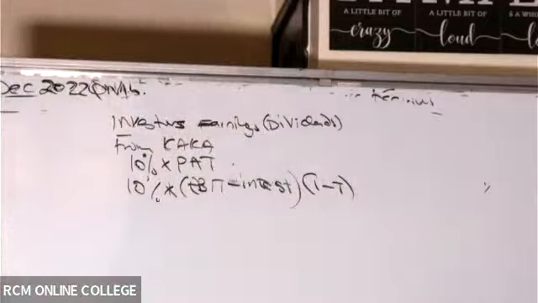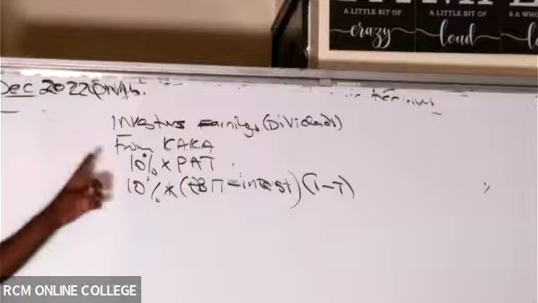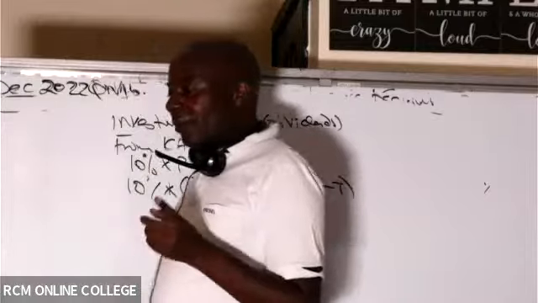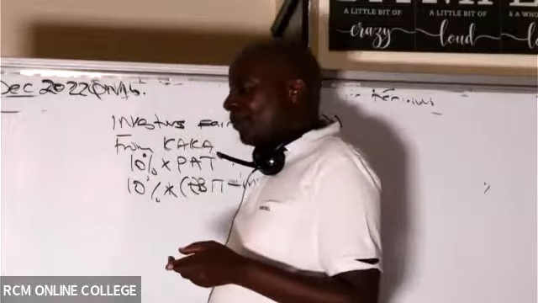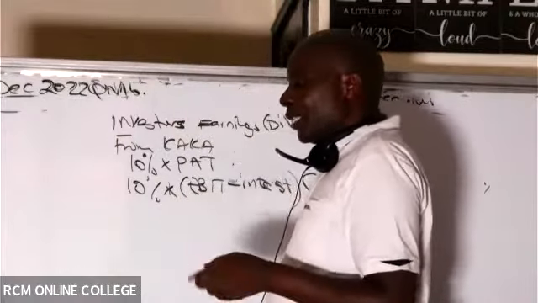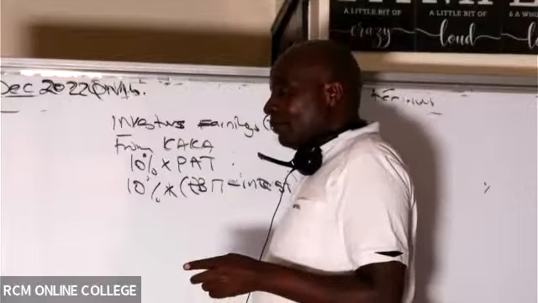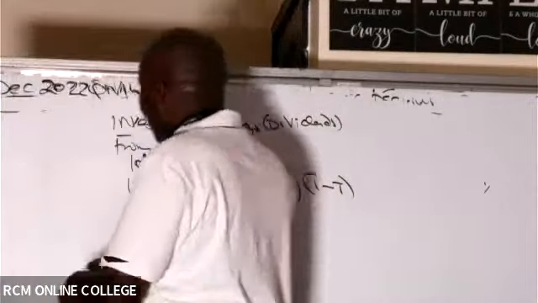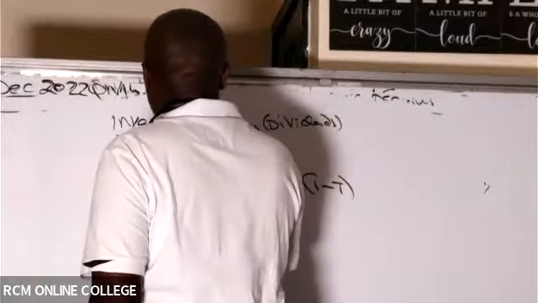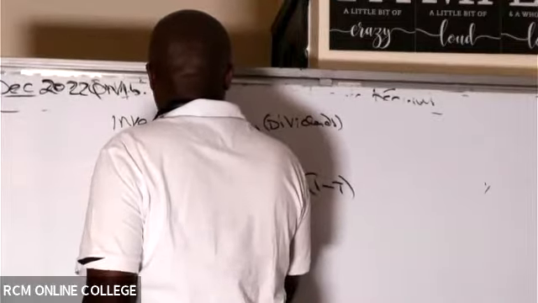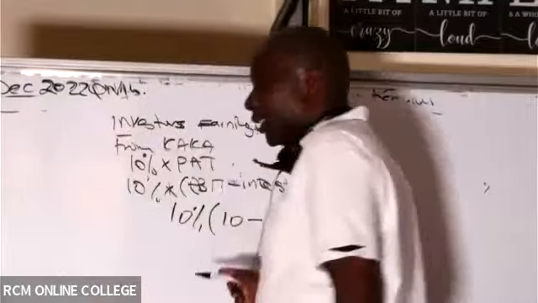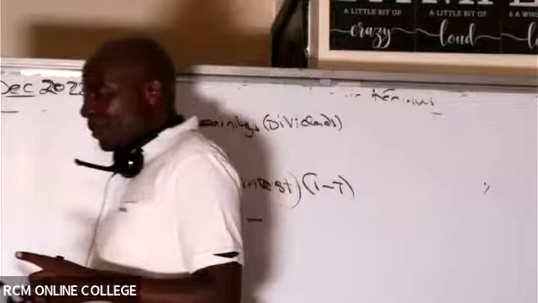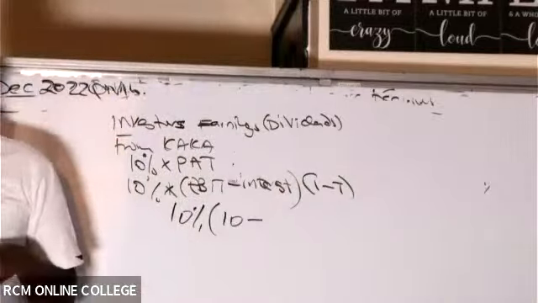So, are you able to see the EBIT of Kaka? Is there somebody who is able to see the EBIT of Kaka? It is 10 million, isn't it? So we have here 10% into bracket here 10 minus. How about interest? Let me see whether there is any ninja who will be able to get this interest.